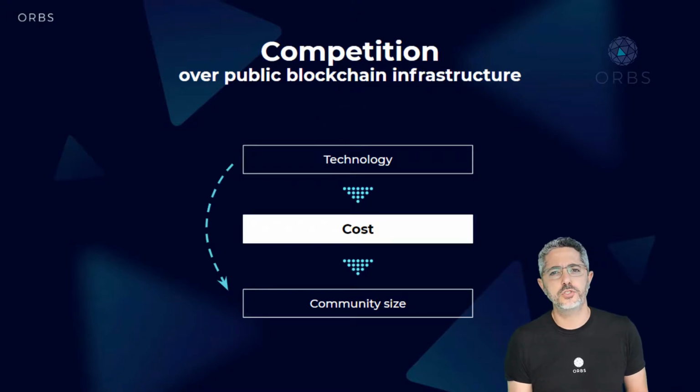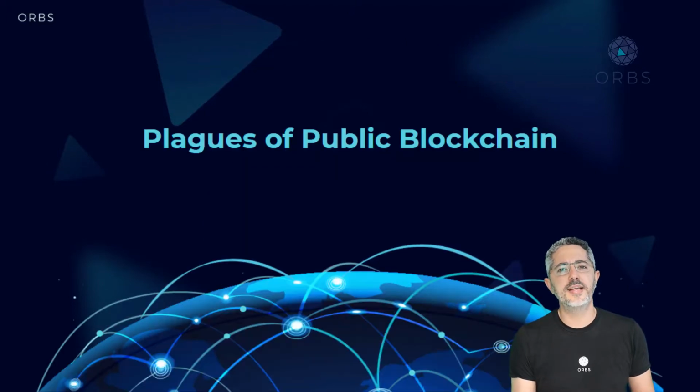Nobody's talking about costs. At Orbs, we think that costs are very important, and if we're after usage, then getting the costs right is very important for success. So what are some of the plagues that prevent the public blockchain from succeeding regarding costs?